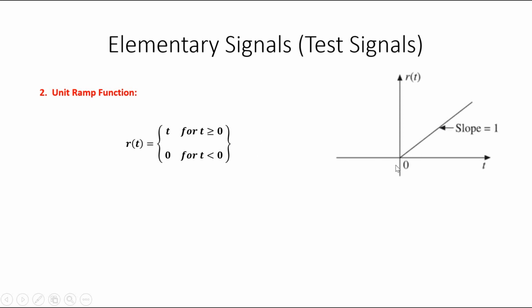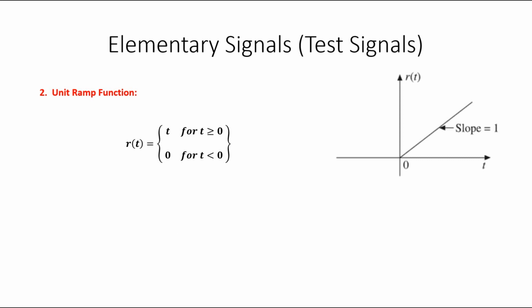At t equal to 0, r of t equal to t, so it becomes 0. At t equal to 1, r of t is 1. At t equal to 2, r of t is 2. It means the slope is 1, the same value of t will be r of t. It will be linearly increasing. Again here also the amplitude is 1, so it is called unit.